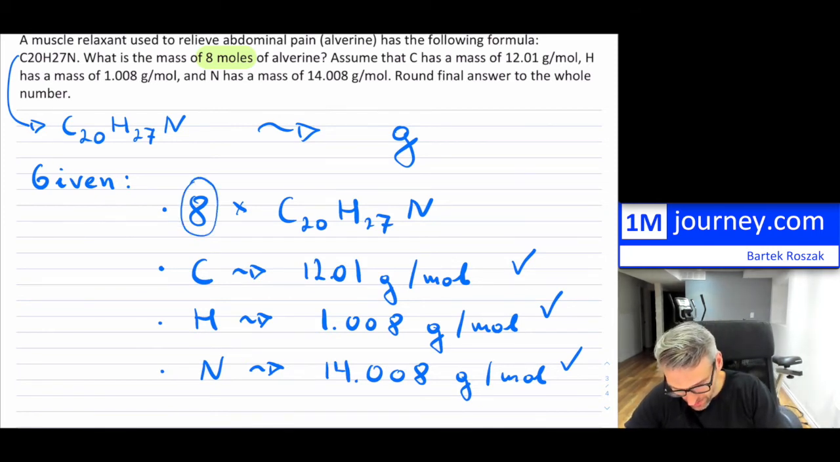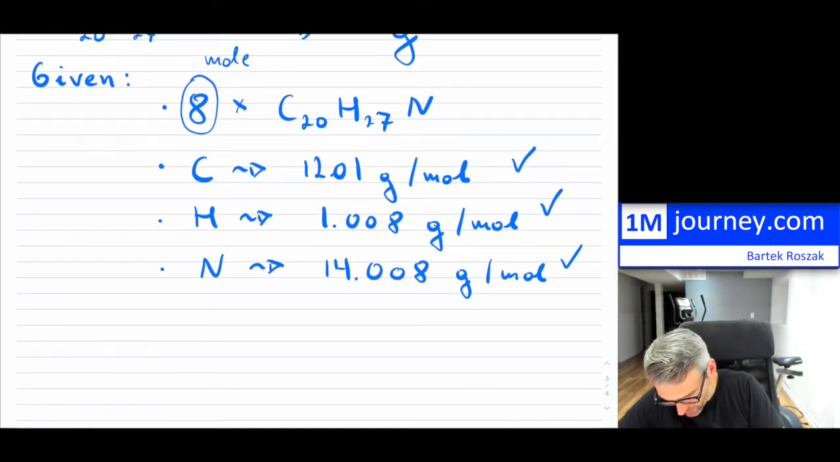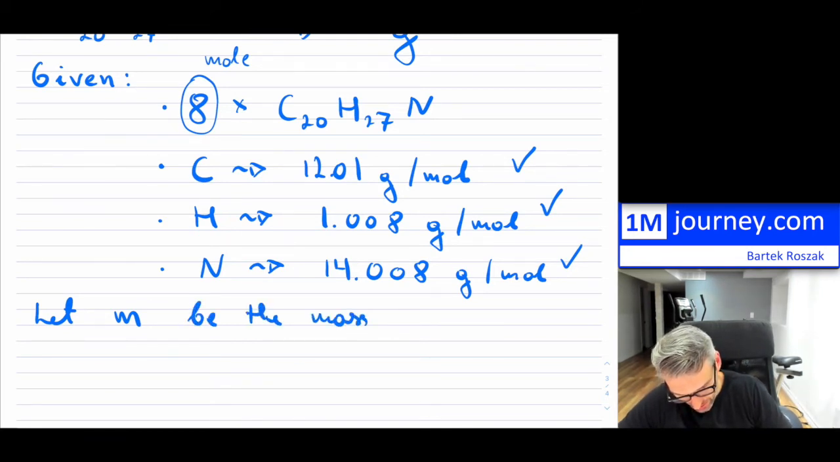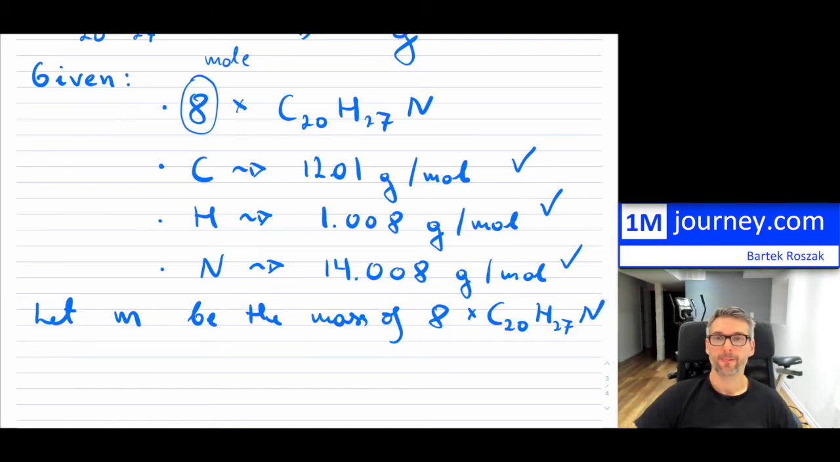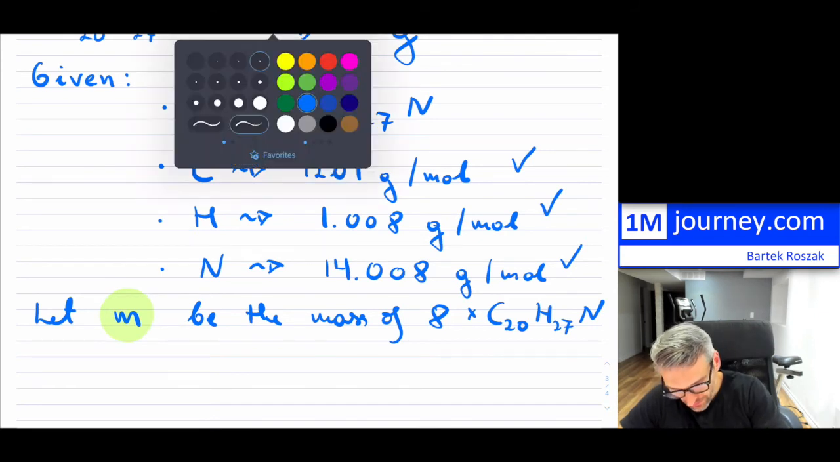This right here is the number of moles that I need of that particular, I guess it was Alvarine, okay, so that muscle relaxant that they want me to compute. And now I'm going to say let M, so it's still mass, let M be the mass of 8 of these. So that's kind of my definition of what I'm trying to solve for. And now let's compute it.